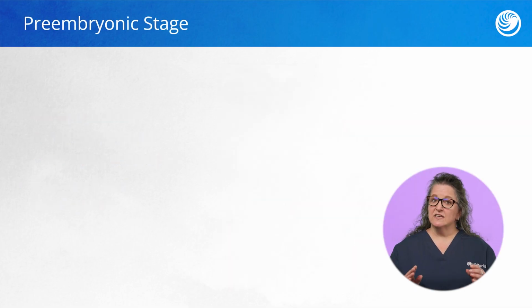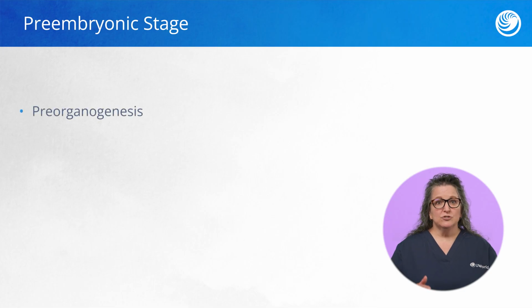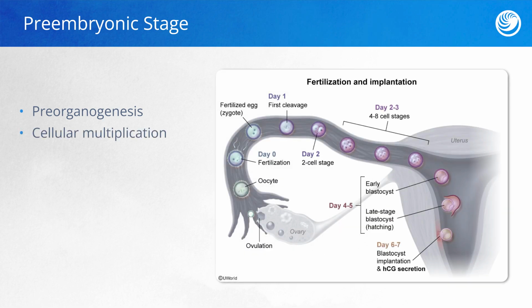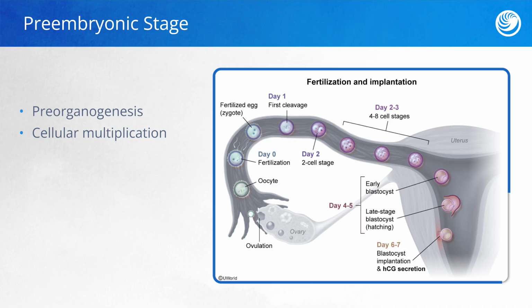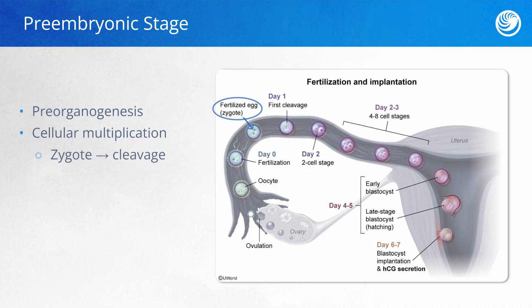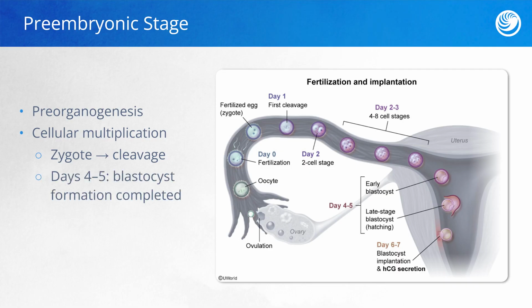Pre-embryonic stage. This is considered the first 14 days after conception. Pre-organogenesis. This is the period of time before actual organs are formed. Cells are multiplying. Cellular multiplication starts as the zygote is traveling through the fallopian tube. You can see this in the image. The zygote begins a period called cleavage. This is when quick meiotic divisions occur. By days 4 or 5, blastocyst formation is completed as it enters the uterus. Blastocyst implantation into the uterine lining occurs by day 12.